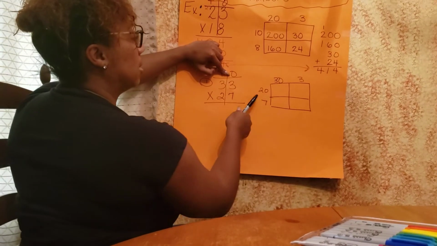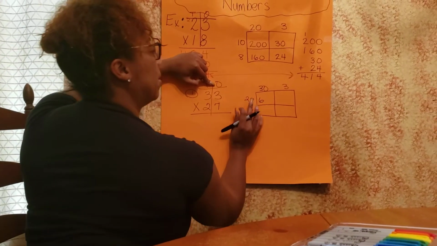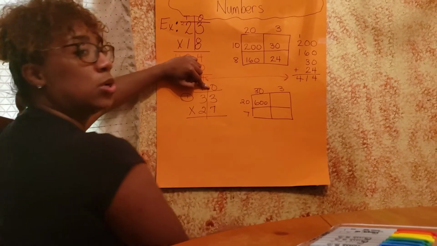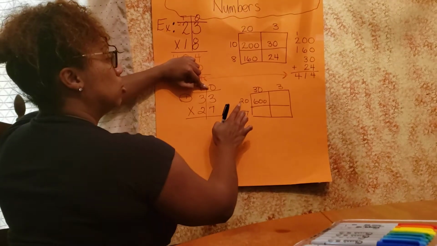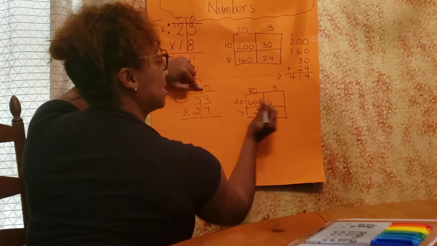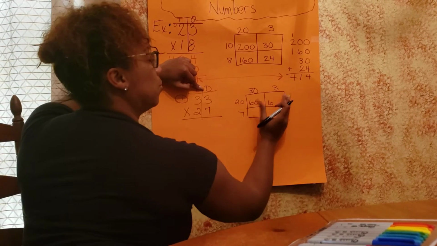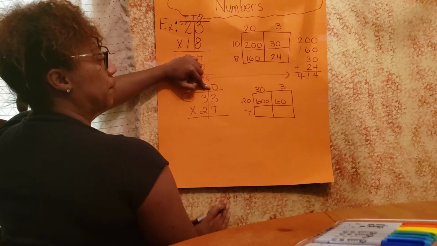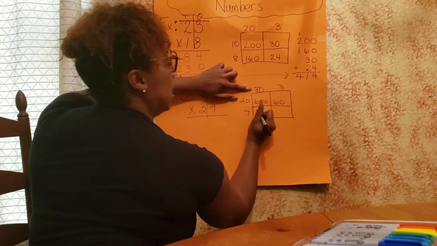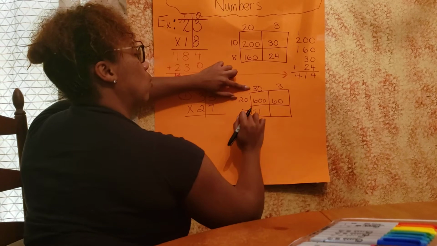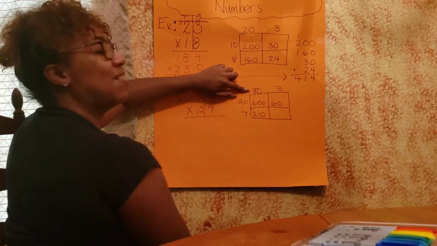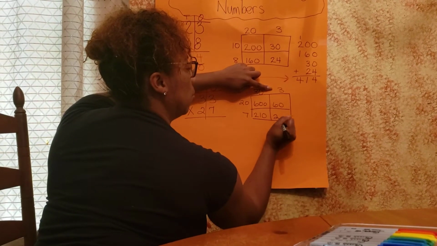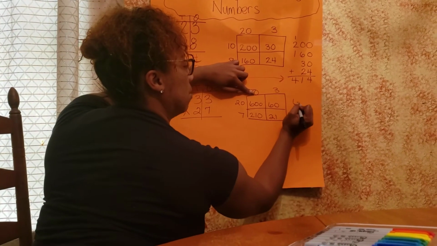Now let's multiply. 2 times 3 equals 6. How many zeros do I have? 1, 2. So 30 times 20 equals 600. 2 times 3 is 6. How many zeros do I have between those two numbers? 1. So 20 times 3 equals 60. 7 times 3 equals 21. I have 1 zero, so 30 times 7 equals 210. 7 times 3, 21. Now I'm going to add those numbers.